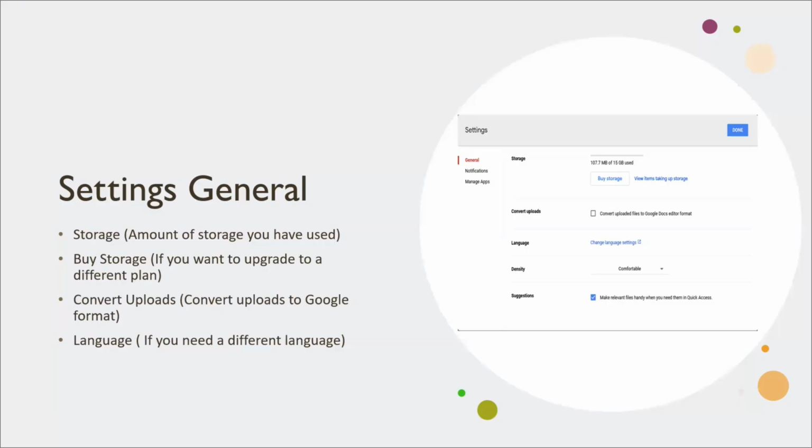Once you're in Settings General, you will see your storage, the amount of storage you have used. Of course, you can always buy more storage if you need to. You can convert your uploads to Google format. So when you upload your documents, say it's a Word document, it will want you to convert it over to a Google Docs document. You can have it automatically do that, or you can keep it in the Word format. And then, of course, you have the different language settings if needed.